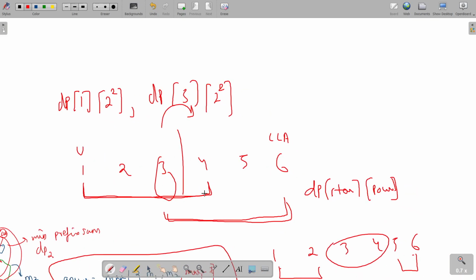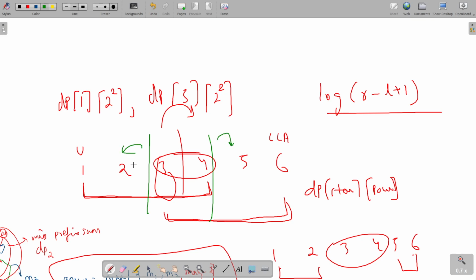If you know sparse tables, then you probably know how you find it. I think it's log of r minus l plus 1. So that's how you find the power of 2. Then, since you are given these two ranges, this is the region of overlap. All the extra segments will be the segments which start to the left of the overlap and end to the right of the overlap. Some segments like this are not included. So you need to find the maximum prefix sum here and the minimum prefix sum there, and then you take their differences.